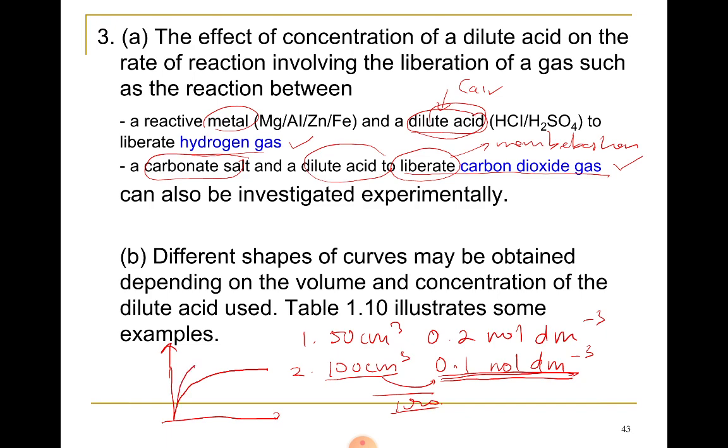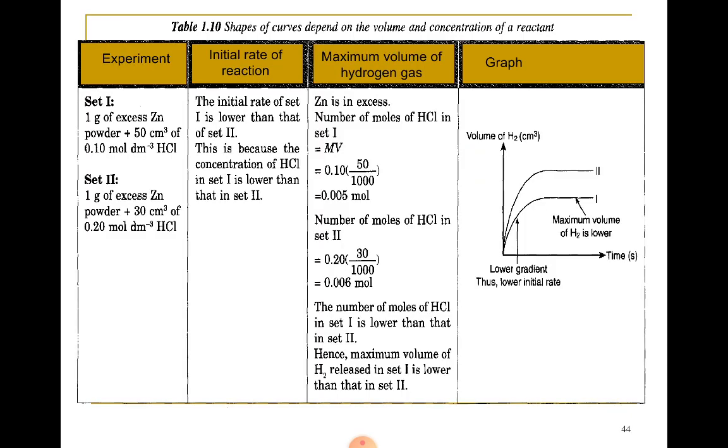Okay, contoh macam ni. Maksudnya dia punya tangent dia lebih tajam, dia lebih curve, dia lebih tinggi lah. Contoh ni, kalau dia habis pun dia habis sama, ataupun kalau gas yang dibebaskan tu lebih tinggi, so dia akan dapat yang begini lah, lebih tinggi. Okay, kita tengok contoh set 1, experiment 1.